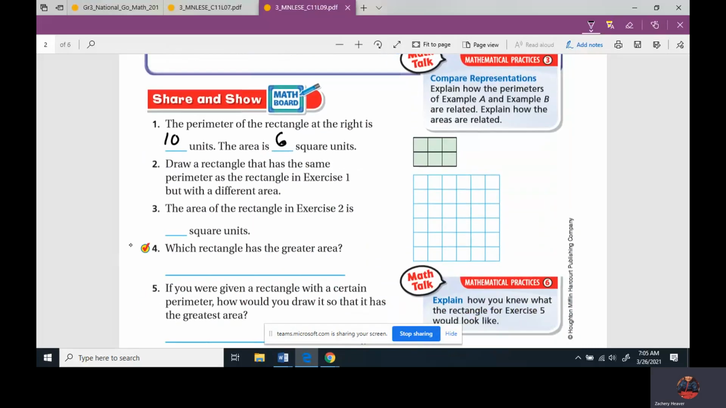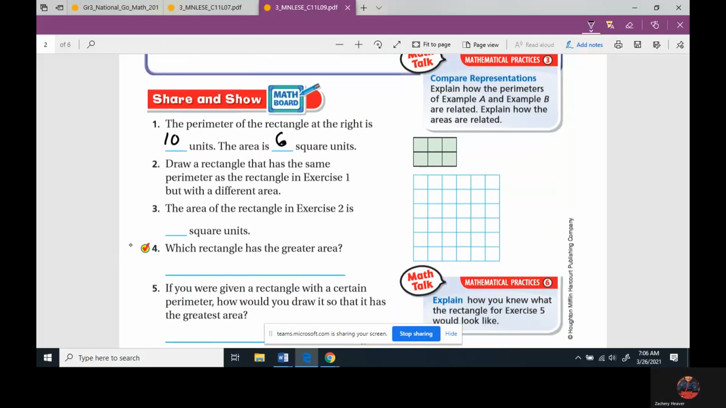Now, the next one says draw a rectangle that has the same perimeter as the rectangle in exercise 1, but with a different area. So we have 10 units. So they did 2 down. Well, we have 10 to work with.